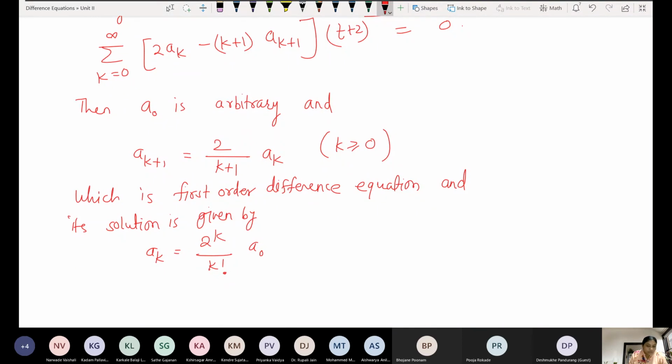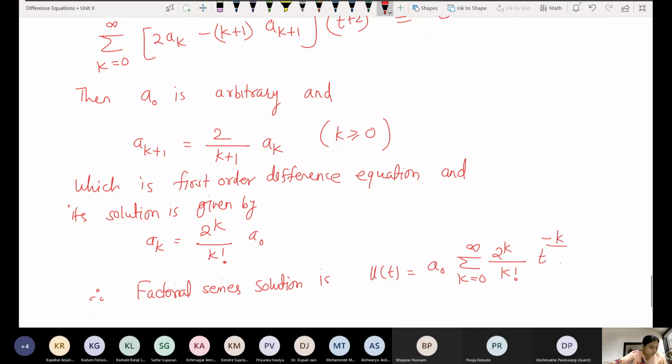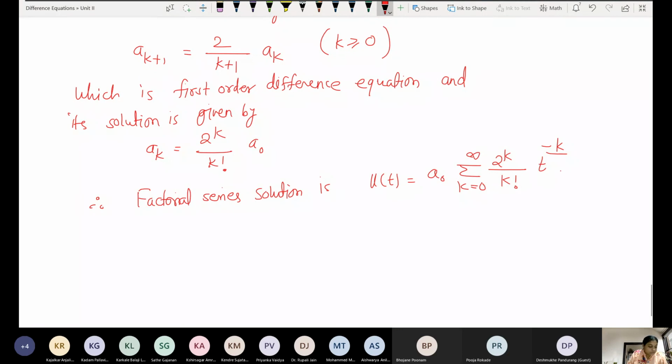So we got a_k, therefore the factorial series solution is given by u(t) is nothing but a_0 summation k is equal to 0 to infinity a_k t to the minus k falling, where a_k is my 2 raised to k upon k factorial. That is my factorial series solution. And this solution converges for all t except the negative integers. Is that okay? This is the solution.